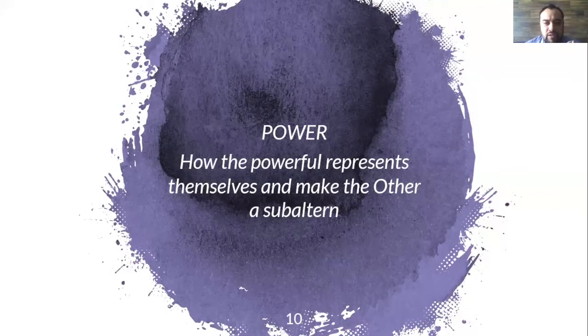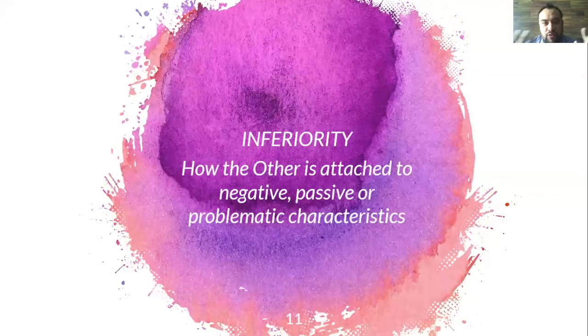So that is the powerful, the one in control, representing or constructing themselves as the powerful. And they, of course, in the second form, represent the other as the inferior. How the other is attached to negative, passive, or problematic characteristics, right? That is the second form of othering.